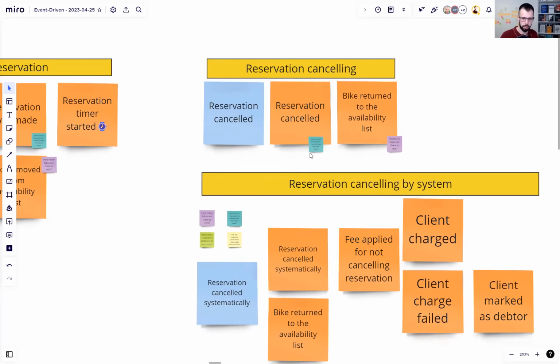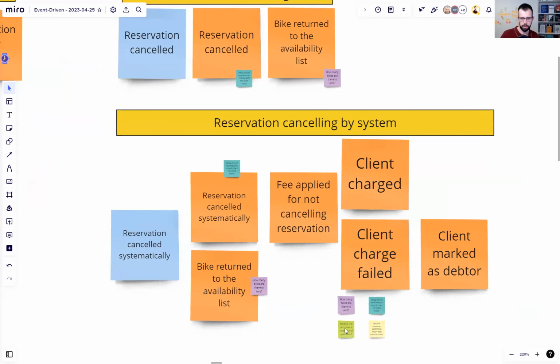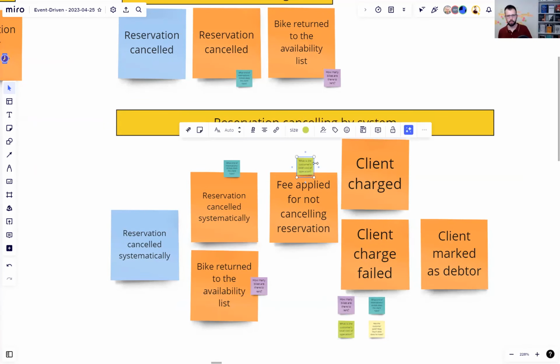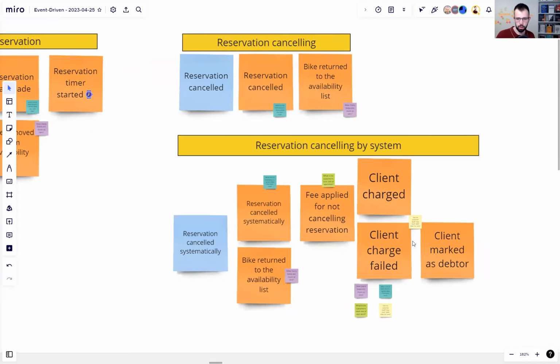events here, because reservation was canceled automatically is connected to the client. Bike return to availability is connected to the availability. Then calculating of the fees is connected to the question of total customer cost of operation, and then paying and being a debtor is connected to the, and charging client and marking client debt is connected to the last question.